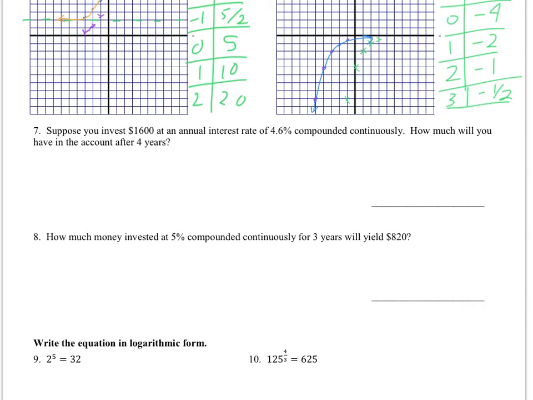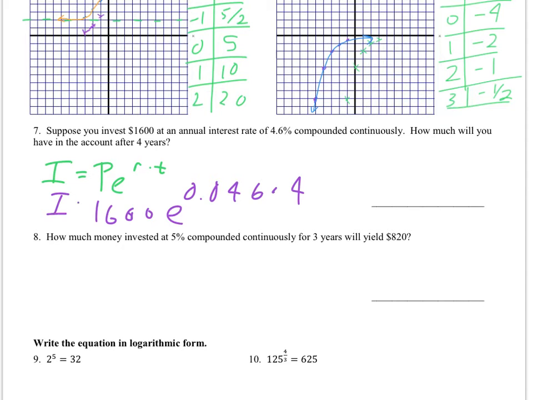Alright, number 7, notice that that is a continuously compounded interest problem. So the formula we use will include the number e. And so we just need to fill in the values that we know. So it looks like we invested $1,600. So that is the p value. Annual interest rate of 4.6%. So make sure, again, that you use the proper decimal there, 0.046. And then how much will be in the account after 4 years. So this is how we would find the value in that account after 4 years.